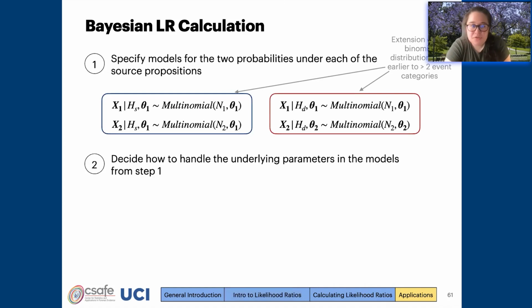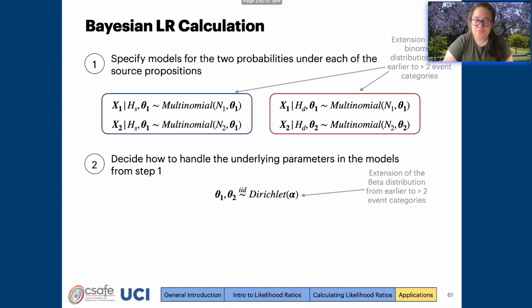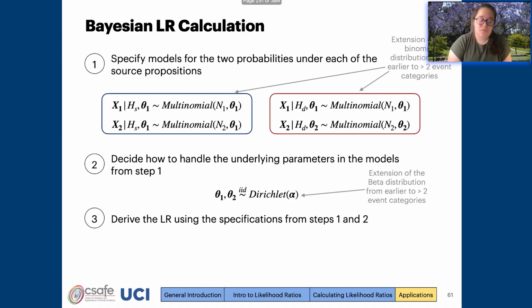So again, for step 2, we're going to take a Bayesian approach. We're going to put a prior distribution on theta1 and theta2. And this distribution has the name Dirichlet, and it has prior parameters alpha. And this is bold to indicate that the alpha is a vector that has k parameters in it. And again, this is just a simple extension of that beta distribution that we saw earlier, where instead of just having the 2 event categories and the 2 prior parameters, we can now expand this to the many event case.